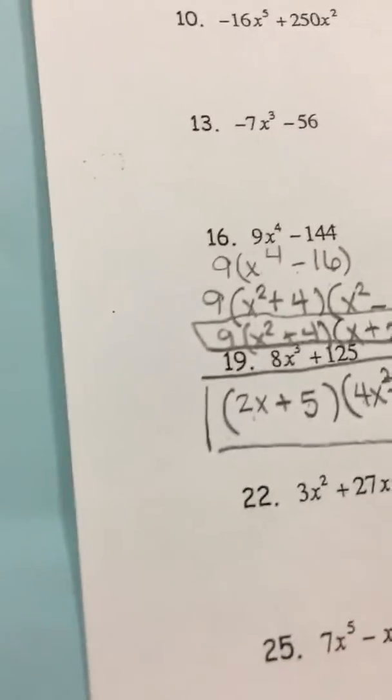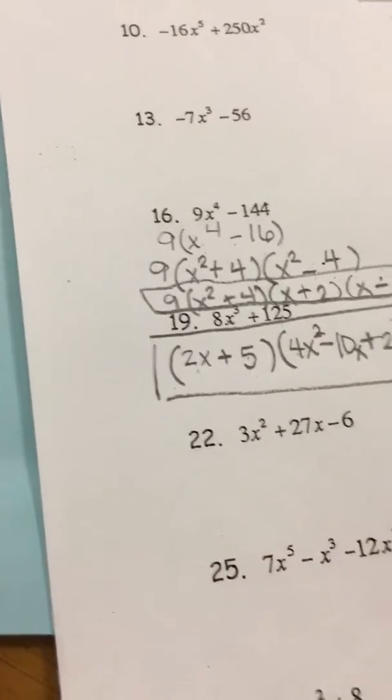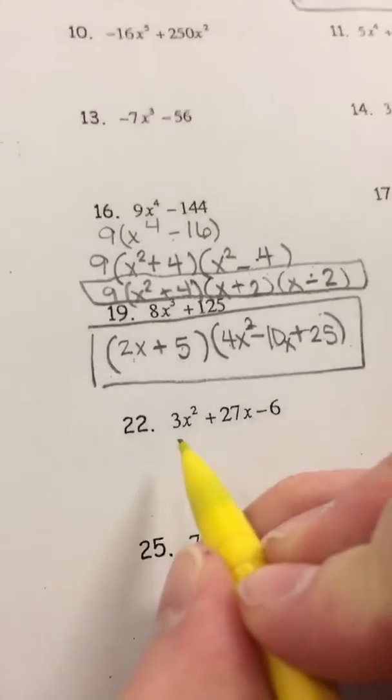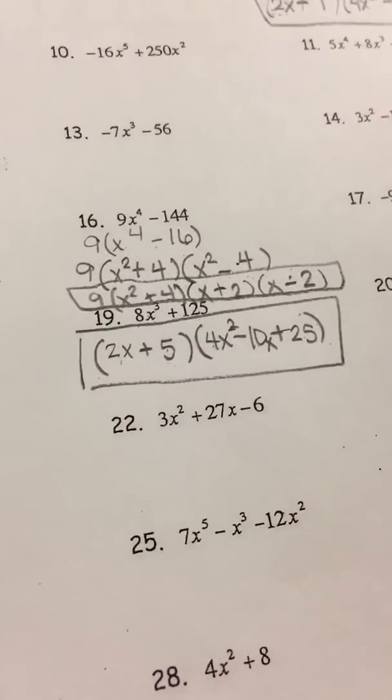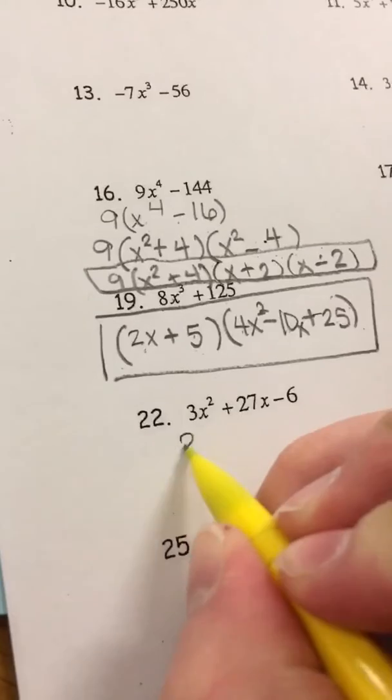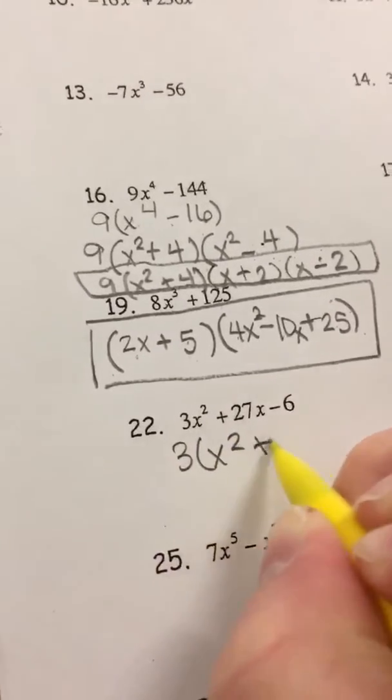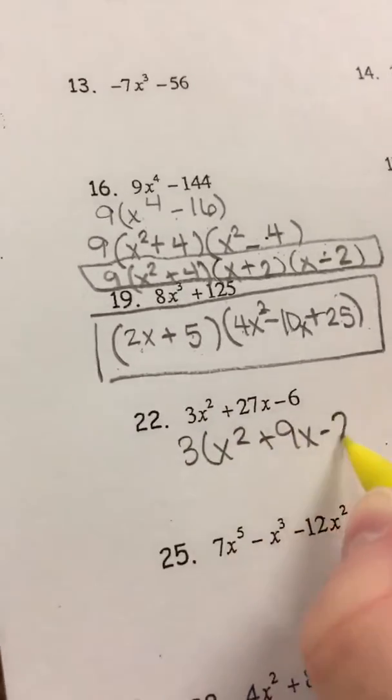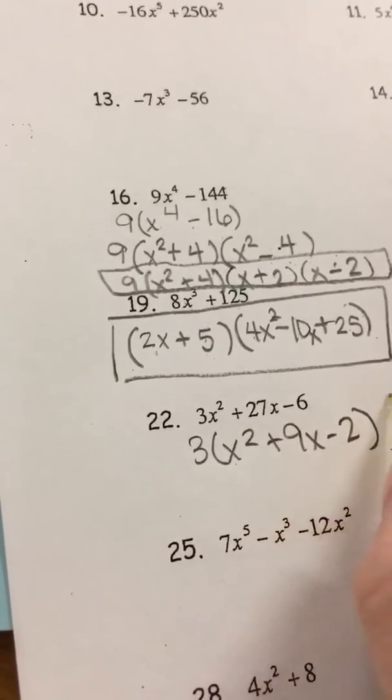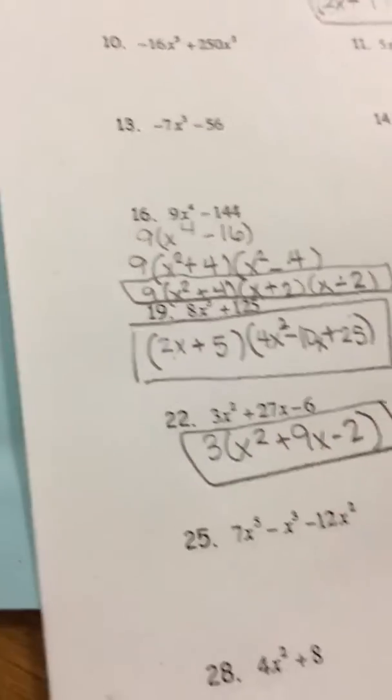Let's try number 22, right underneath it. Okay. So, what do they all have in common? I can take out a 3, why not? I have x squared plus 9x minus 2. Now, this is 3 terms. I don't know how to deal with it. That's all I'm going to do.